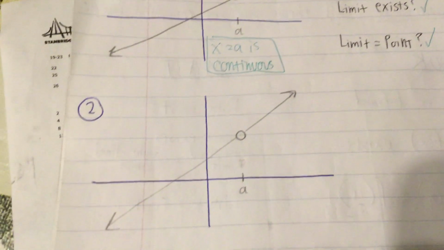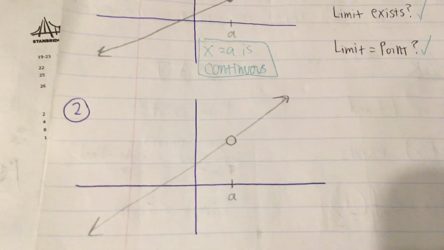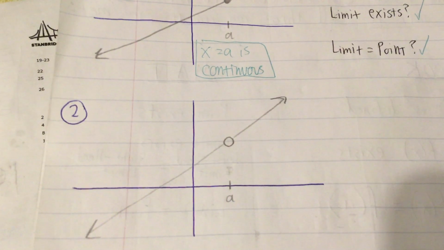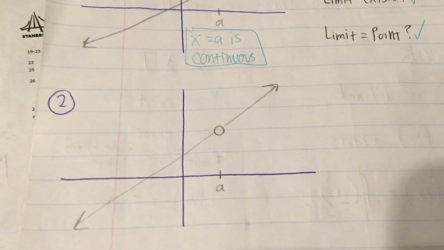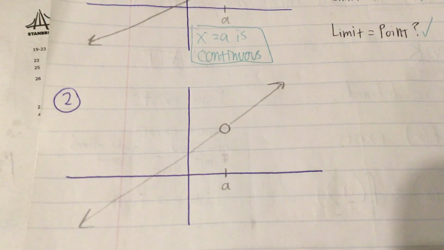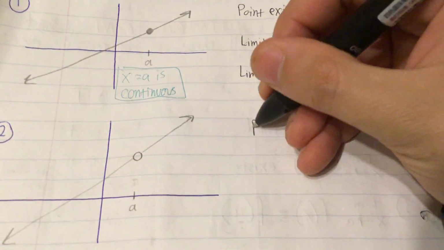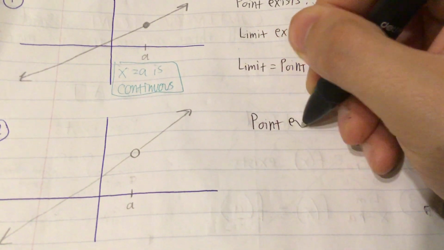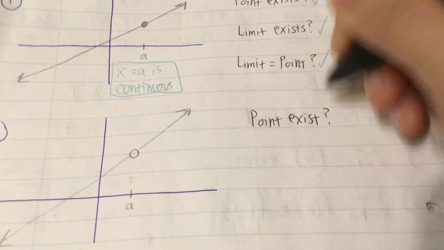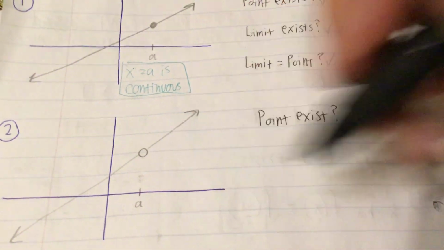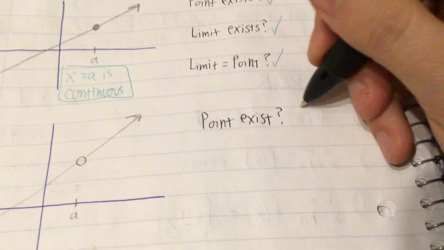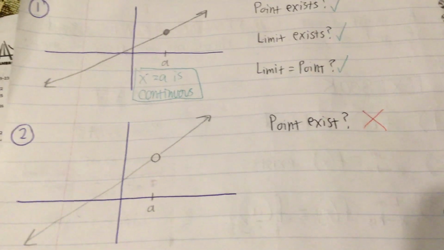Now, compare that to number 2. Is x equals a continuous or discontinuous? Well, let's go over the guidelines. First things first, does the point actually exist? No, the point does not actually exist. And you'd basically be done and say x equals a is discontinuous.